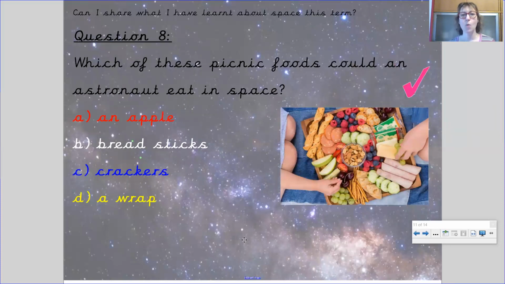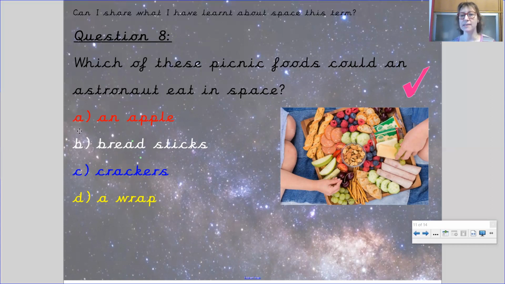Question 8. Which of these picnic foods could an astronaut eat in space? So, is it A, an apple, B, breadsticks, C, crackers, or D, a wrap? Which one of the picnic foods could an astronaut eat in space?